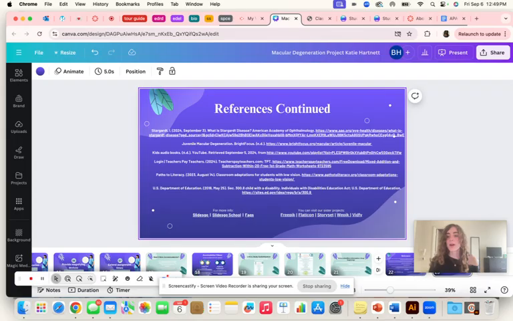So that's a little bit about macular degeneration, what it is, how students may struggle with the disease in the classroom, and how we can better accommodate those students as teachers.